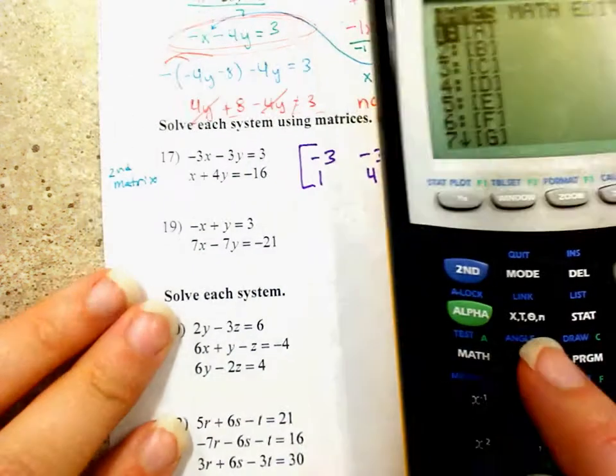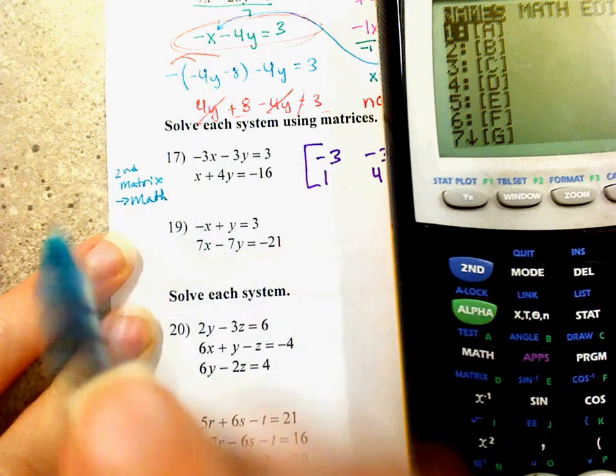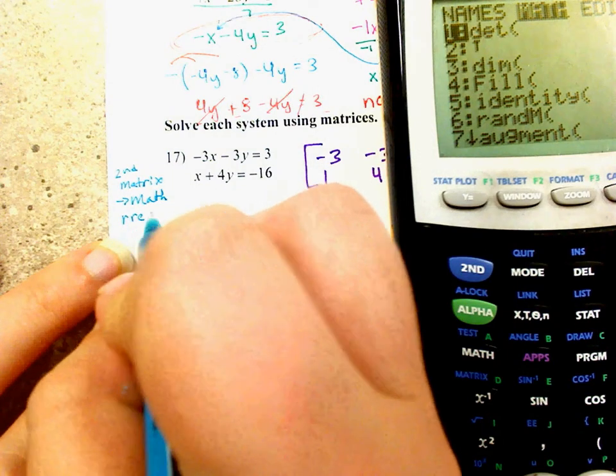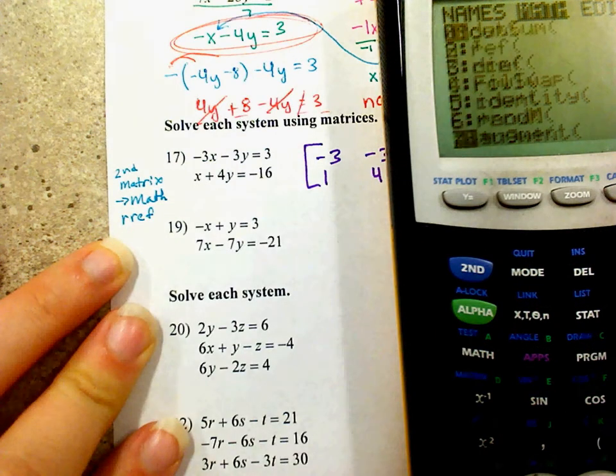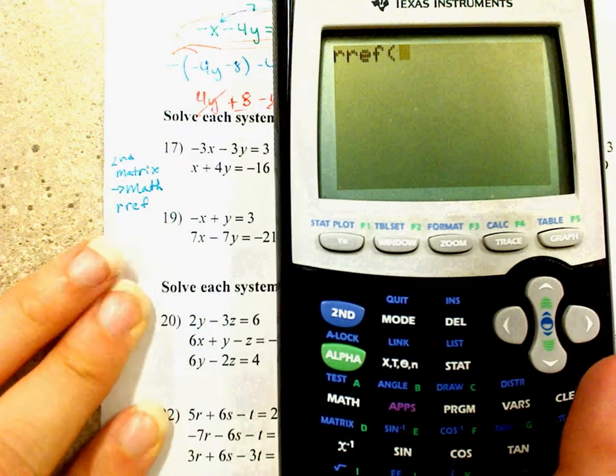I need to go over to math. And then I go up or down to RREF. Okay, so I press enter, and I get RREF on my screen, right? Now, how do I put my matrix in there?